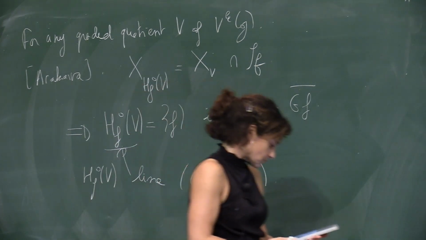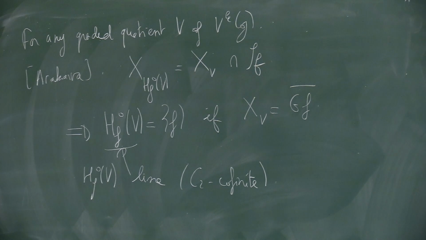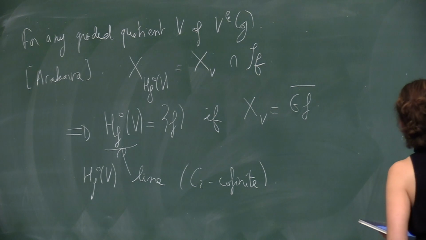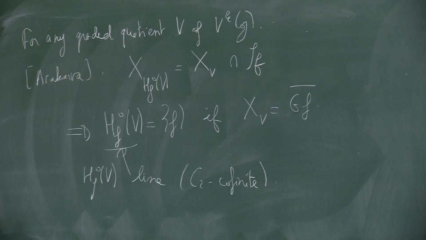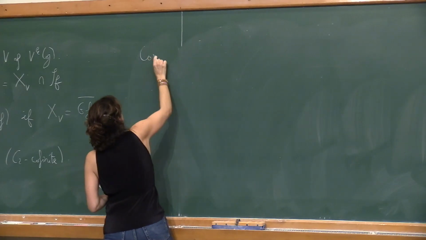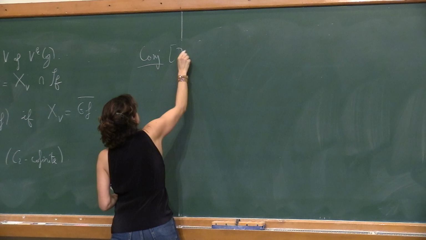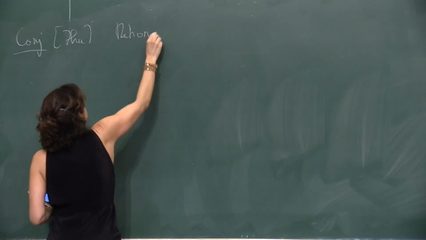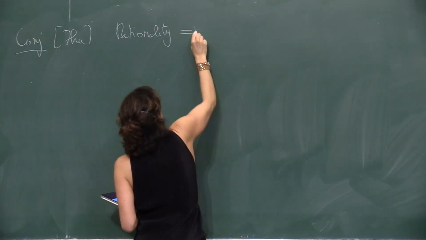Okay, so this is what I wanted to mention. And so the lisse condition is very close to the rational condition. In the definition it has nothing to do with it a priori, but there is a conjecture of Zhu saying that rationality should imply the lisse condition. So I recall this conjecture, that rational implies lisse.